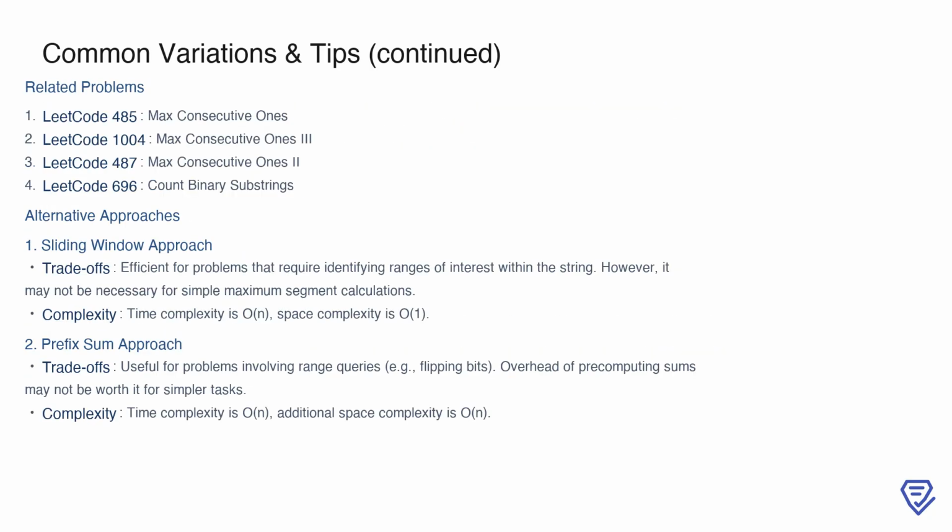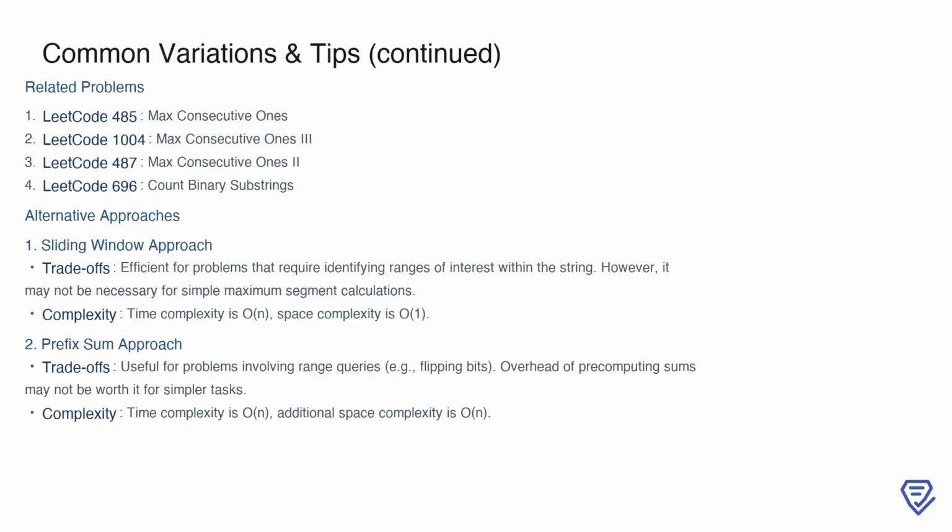Understanding related problems can provide valuable context for this challenge. For instance, LeetCode 485 focuses on finding the maximum consecutive ones, while LeetCode 1004 and 487 explore variations of this problem with specific constraints, like allowing a limited number of flips. LeetCode 696 takes this further by counting binary substrings, which is a different but related way of analyzing contiguous segments.